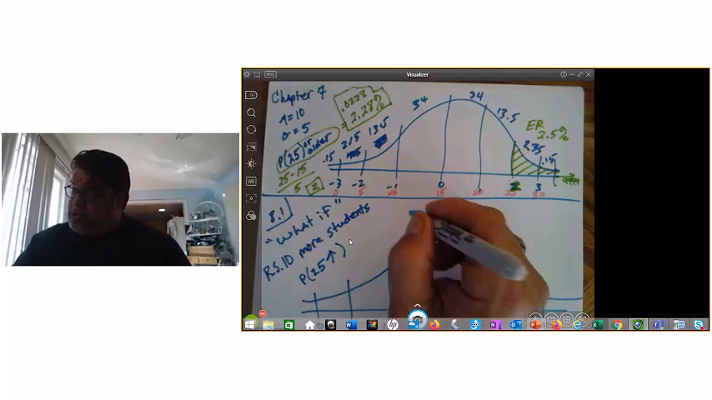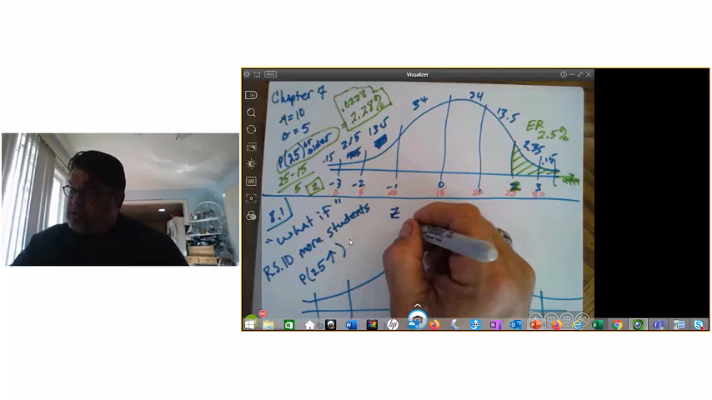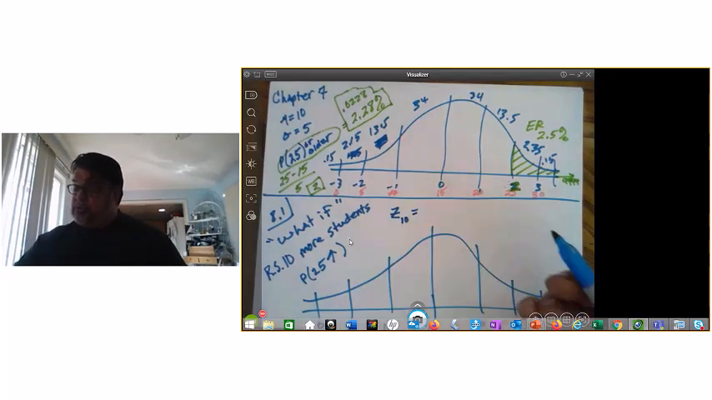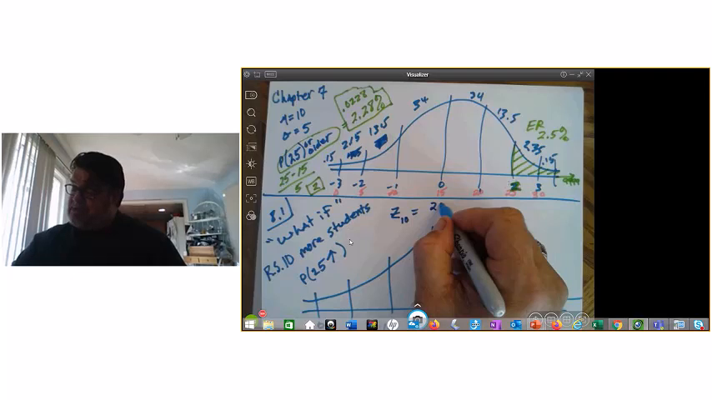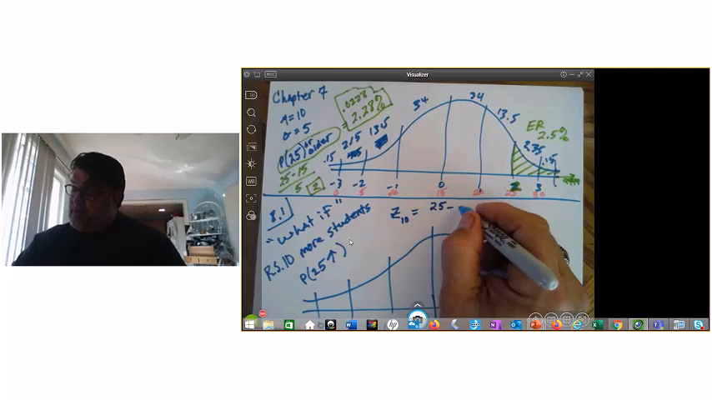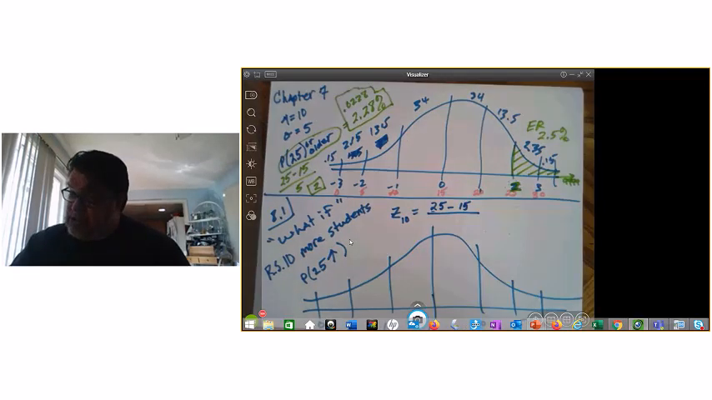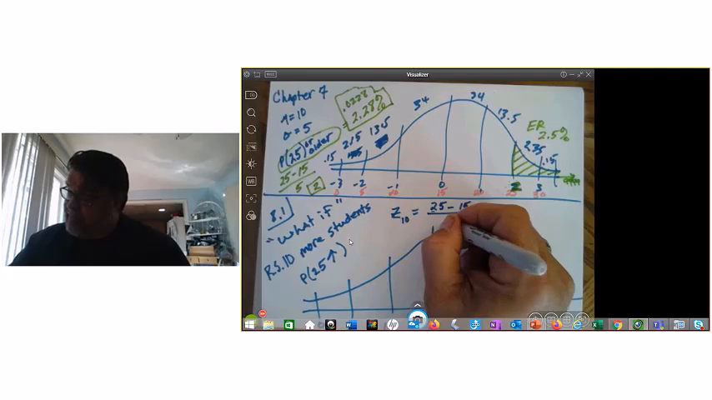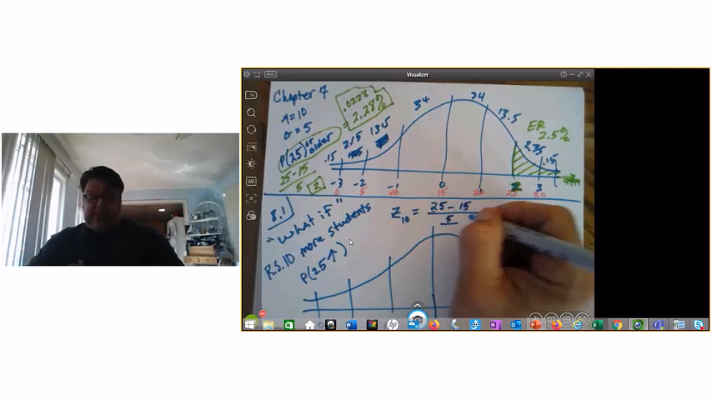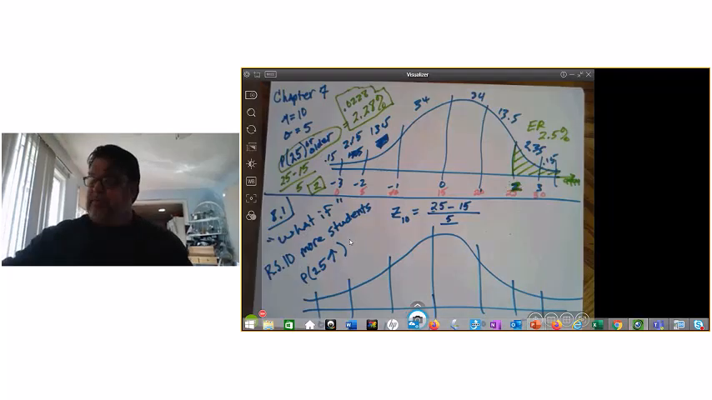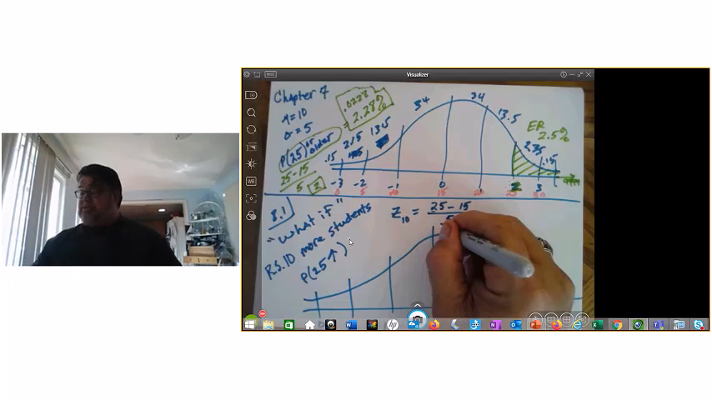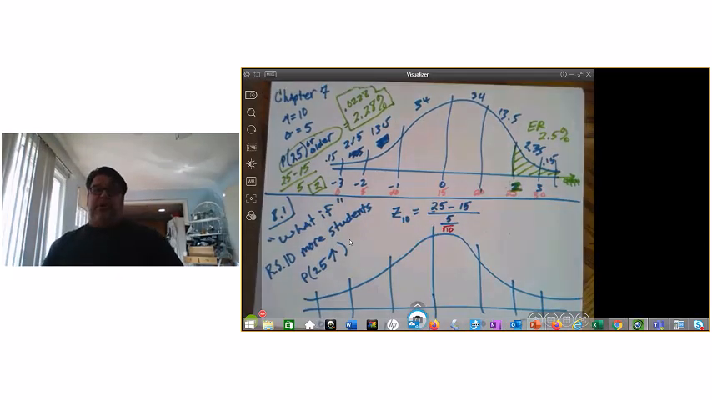So now your new z-score, based on your 10 more students, is going to be 25 minus 15 over, and now by chapter 8.1, we're going to change this to 5 over, and I'm going to put this in red because this is the new stuff, square root of 10. And that is the difference between chapter 7 and chapter 8.